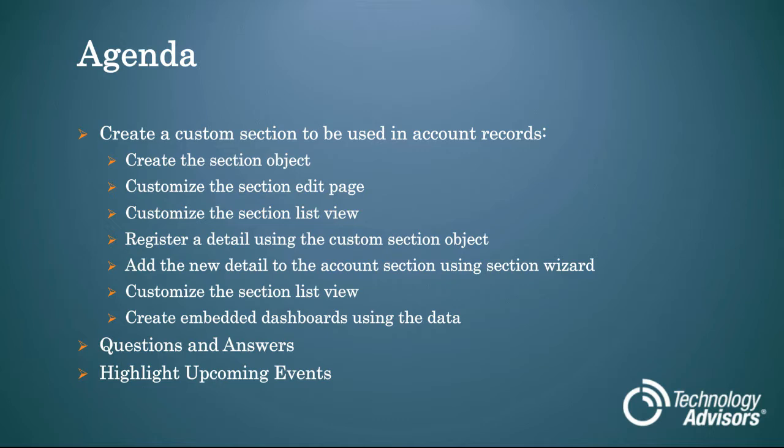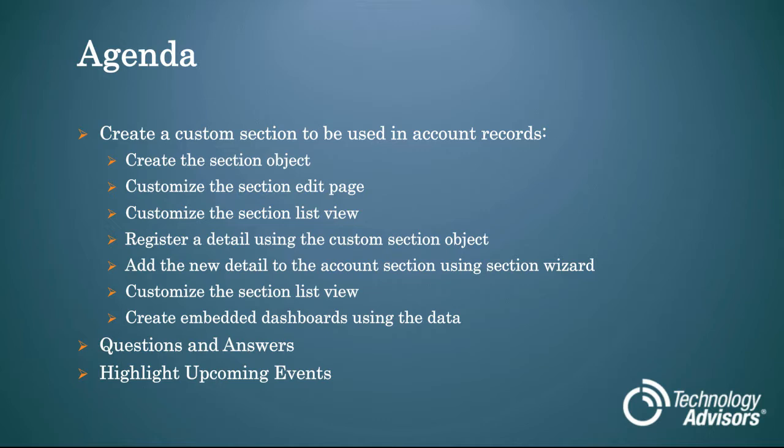We're going to start by creating the section object. We're going to set up our custom section's edit page while we're in the section wizard. From there, we're going to need to customize the list view for the new section we create. We're also going to register a detail based off of the custom section that we created. Last time we created our detail by placing an object directly in our custom package. This time we're going to do everything through the wizards.